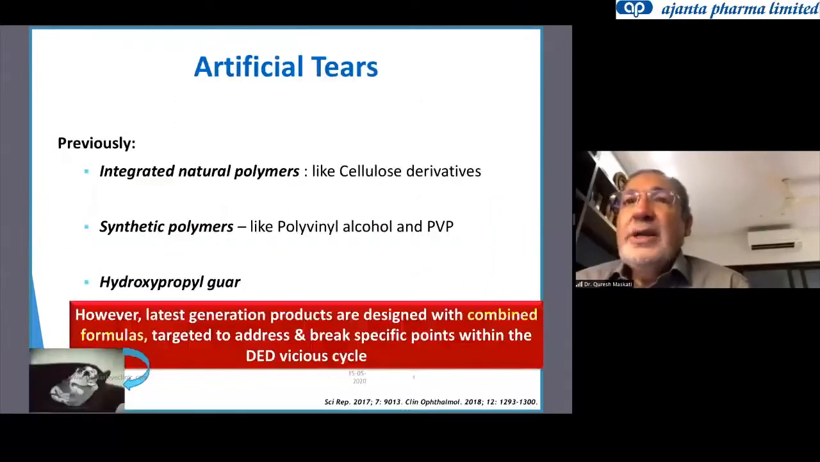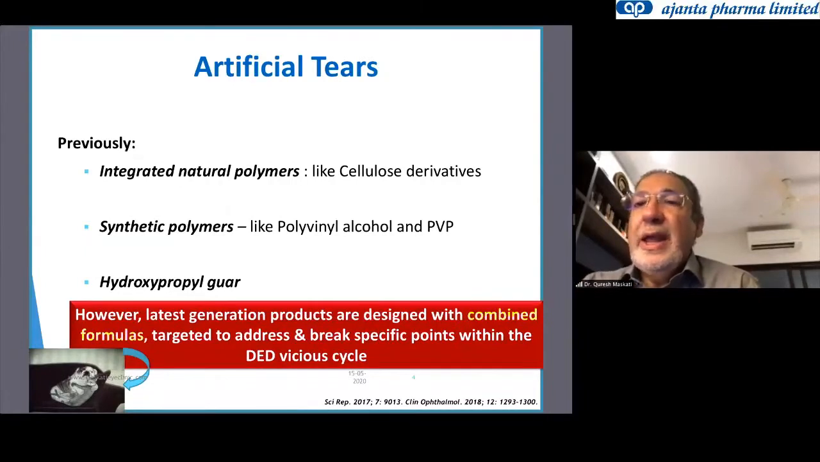So artificial tears are various derivatives, some like the cellulose derivatives: methyl cellulose, hydroxypropyl methyl cellulose, carboxymethyl cellulose. These are all cousins of each other. Then there are synthetic polymers like PVA and PVP. We can't pronounce them, so we use their abbreviations. And there is HP guar, hydroxypropyl guar. However, the trend nowadays is to see if we can combine different drugs and get an additive effect to break the dry eye cycle.